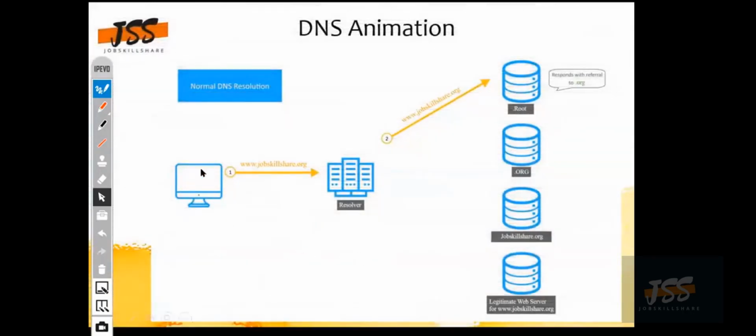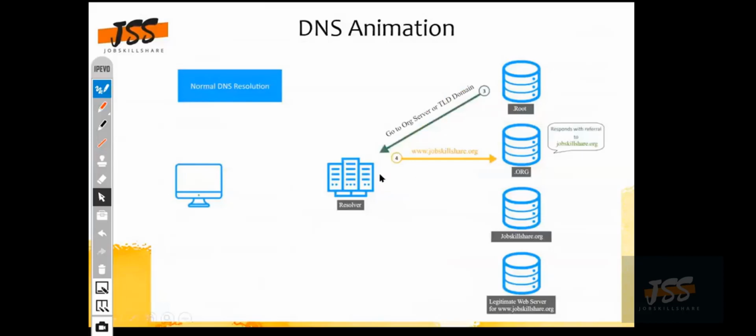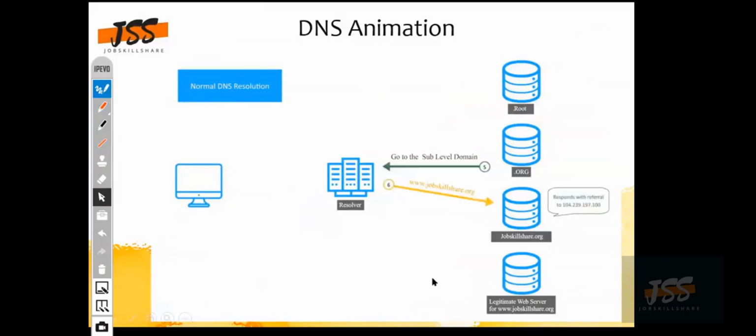So at this stage, the host machine has resolved the IP address correlated to jobskillshare. Next time it will go directly.